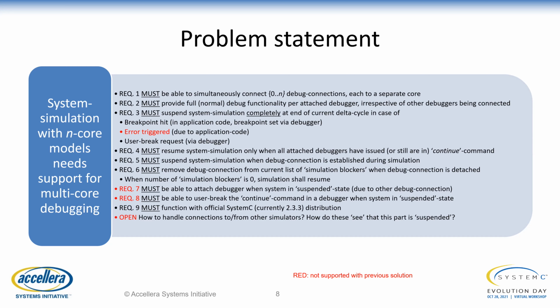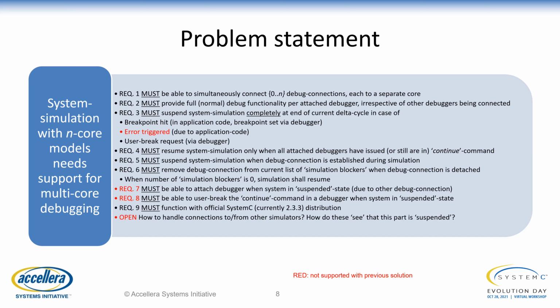And in our case, it means that we want to be able to attach a debugger, an application debugger, to the ISS model in the simulation that runs that particular task. So when we have a system that has n core models or n ISSs, we need to be able to attach n debuggers, each to a separate core, and each being able to debug the task running on that specific core.